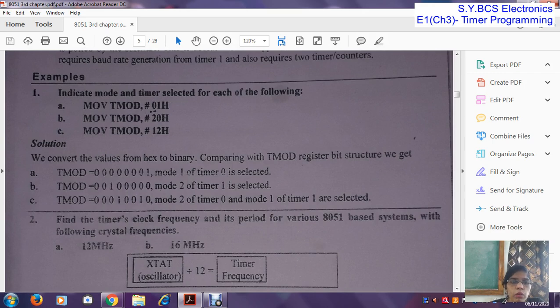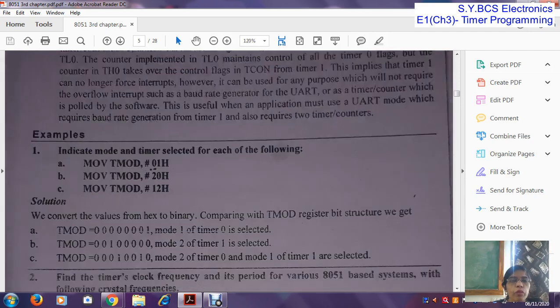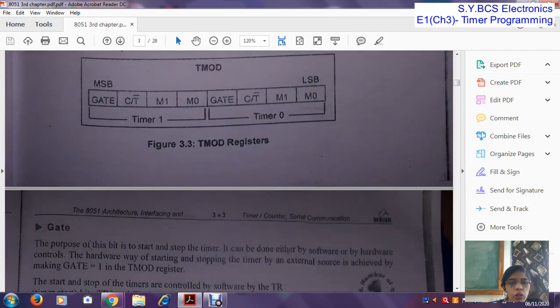When we put the value 20H in the TMOD register, MOV TMOD, #20H, when we load this value in the TMOD register, then 20 means 0010 0000.